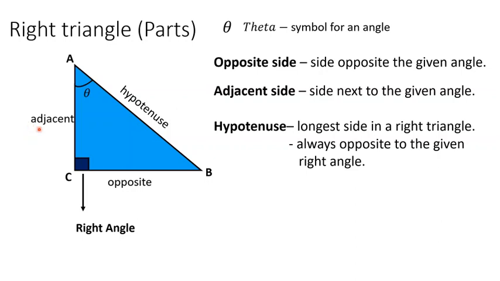So, you have to remember na hindi laging fixed yung opposite at saka adjacent. Ang fixed lang dyan ay yung hypotenuse. Okay? Kasi lagi yung katapat ng right angle. That's why we have to be observant kung nasaan yung location ng angle. Yung adjacent, opposite, at saka hypotenuse, magagamit natin yan later in trigonometric ratio.